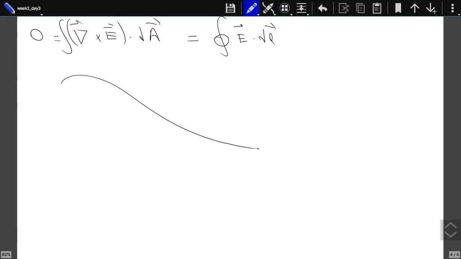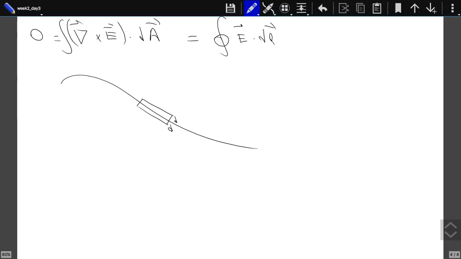I will just again imagine my arbitrary surface. And this time imagine a very small loop. One side of the loop will be on one side of my surface. The other side of the loop will be on the other side of my surface. Well, I kind of exaggerated the loop, but imagine that it will be very thin and very small.